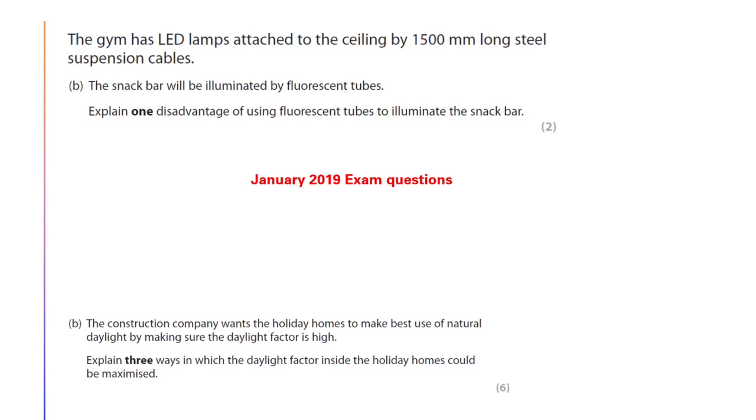And look at this one. 6 points on this one. The construction company wants holiday homes to make best use of natural daylight by making sure the daylight factor is high. Now you need to explain 3 ways in which the daylight factor inside the holiday homes could be maximised. So again, look at the daylighting strategy handout that I've given you. It shows you a multitude of different ways in which that could be met. So if you can't answer that question in the exam, you haven't been looking at the resources that I've been providing to you.